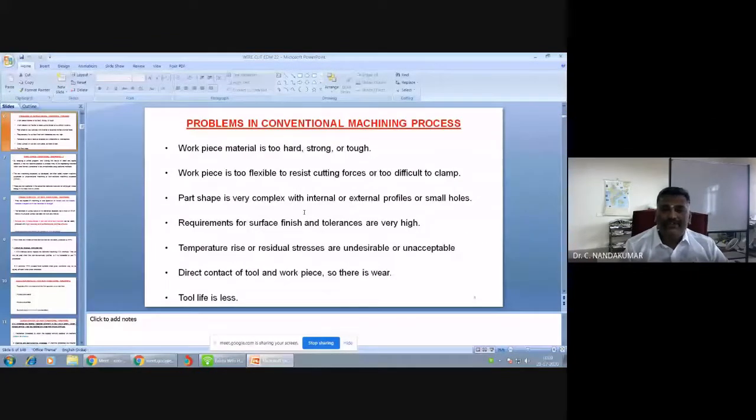So, the problems in conventional machining processes. What are the problems? How do we rectify them? In conventional machining, the workpiece material is too hard and strong or tough, or the workpiece is too flexible to resist cutting forces, or too difficult. With these types of problems, we cannot do conventional machining, so we have to enter into non-conventional machining.